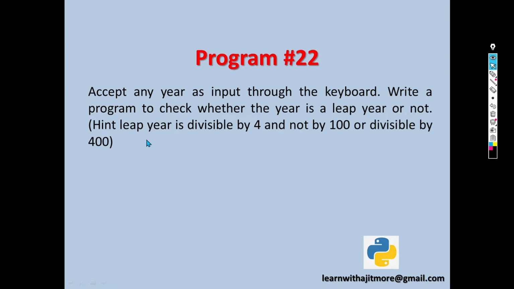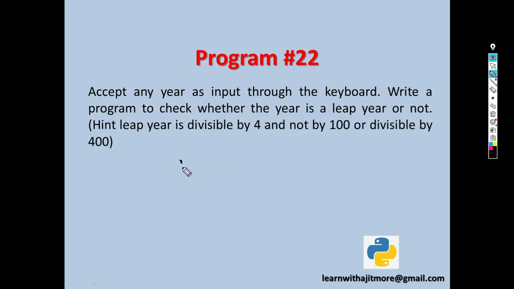Now, what is the criteria for a year to be a leap year? First, it should be divisible by 4, and at the same time, it should not be a century year. Century year means divisible by 100. So the year should be divisible by 4 but not be a century year, or it is divisible by 400.